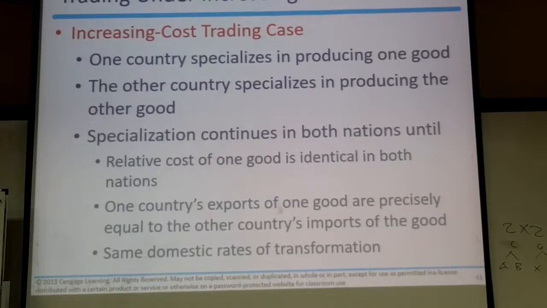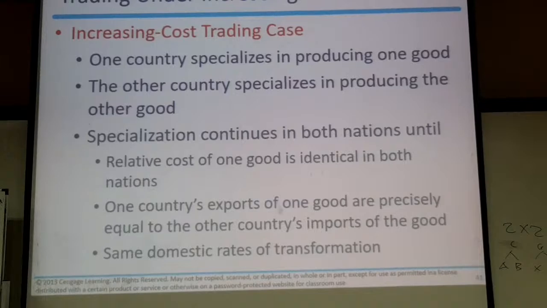One country specializes in producing one good, and the other country will produce the other good. The specialization continues until the relative cost will be the same in both nations. And this is before trade. So before trade, they will specialize.